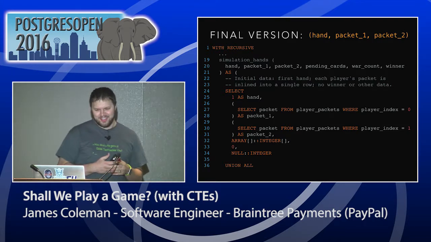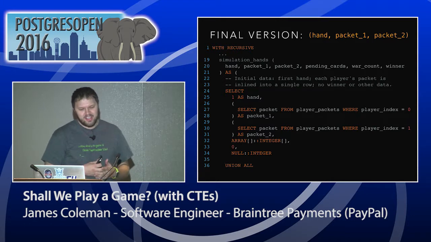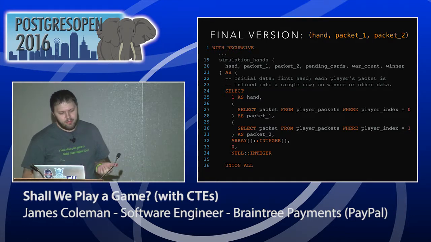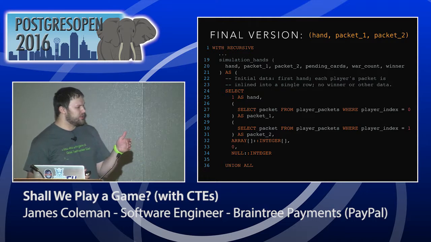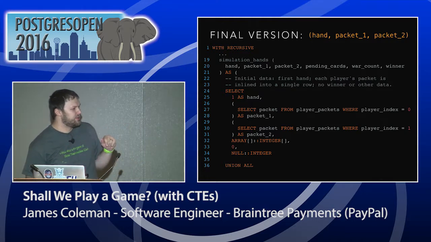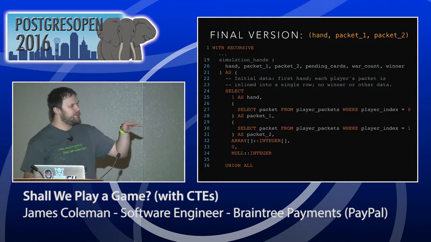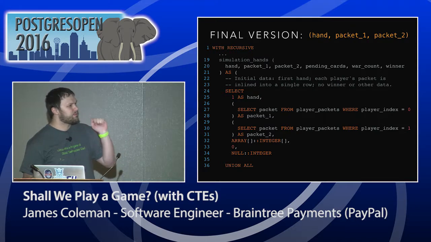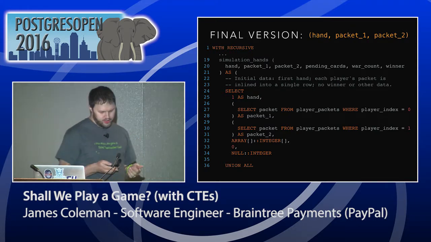Hopefully this one works. So first we generate the seed data. Now, this one is a good bit more complex because we also need to keep track of the pending cards across multiple turns when a war happens. And we're also going to track the number of wars. That's the 0 at line 33. Line 32 is the pending cards. And of course, we have a null winner to start off our game.